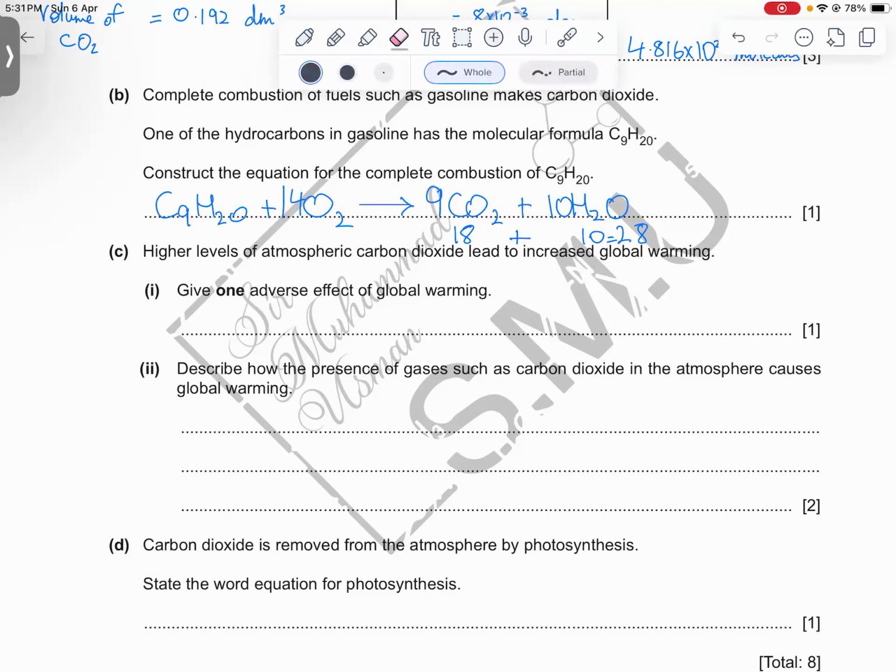Okay. One thing you guys have to keep in mind is whenever it says complete combustion, you produce carbon dioxide. If it said incomplete combustion, it would have to have carbon monoxide, CO, not CO2 then. If there is incomplete combustion, CO forms.